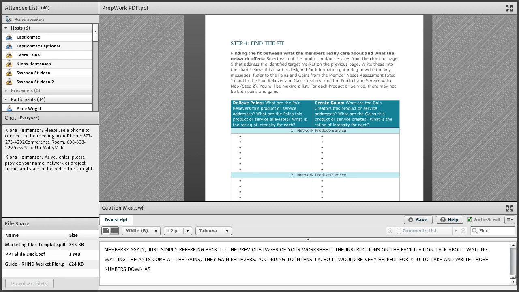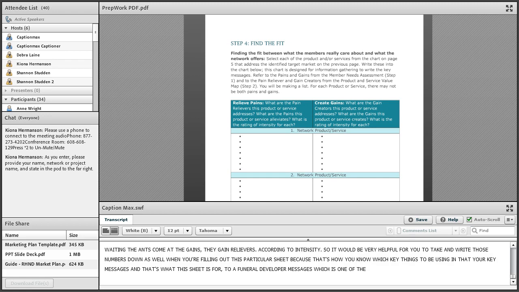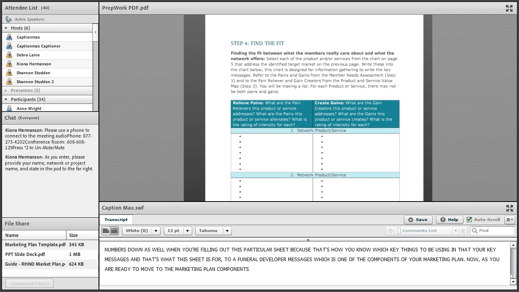In the instructions in the facilitation as well as in the worksheet, it talks about rating the pains, the gain creators, and pain relievers according to intensity. So it will be very helpful for you to write those numbers down as well when you're filling out this particular sheet of the entire worksheet, because that's how you know which key things to be using in your key messages. And that's what this sheet is for, to help you develop your key messages, which is one of the components of your marketing plan.